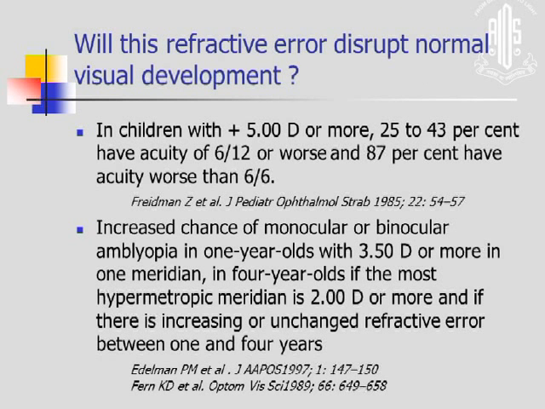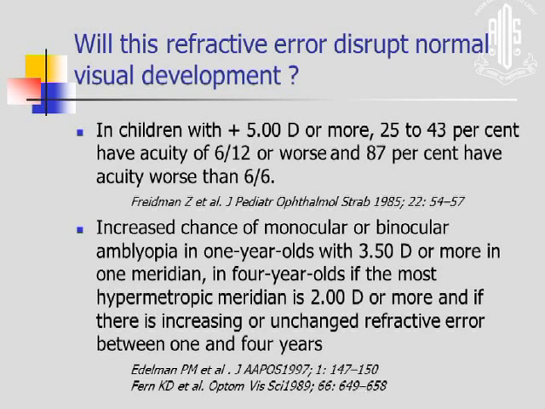The next question then comes is, will this refractive error disrupt normal visual development? Now, studies have shown that in children with +5 diopter or more of refractive error, 25 to 43% will finally have visual acuity worse than 6/12, and 87% will not reach 6/6 final visual acuity. And there has also been noted an increased chance of monocular or binocular amblyopia in 1-year-olds with 3.5 diopters or more, and in 4-year-olds, if the most hyperopic meridian is 2 diopters or more.